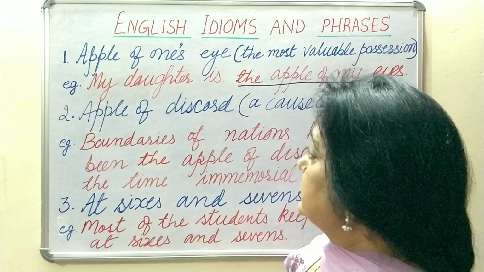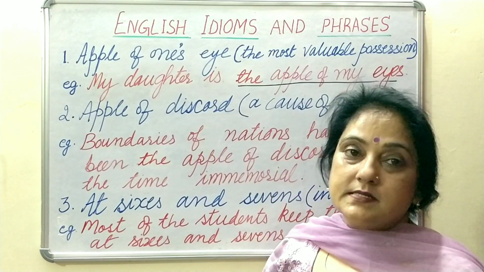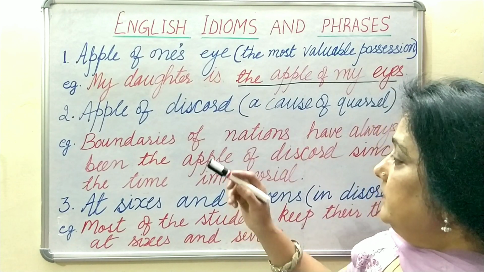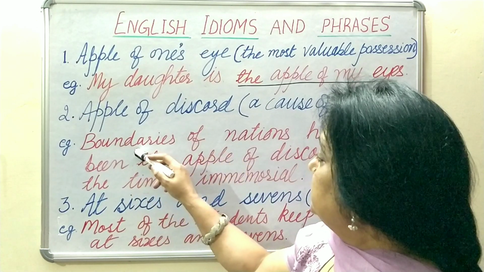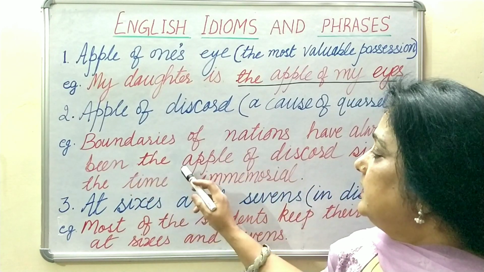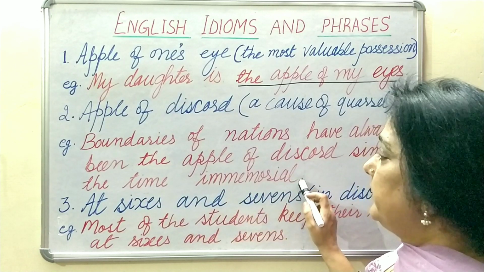Now, second is apple of discord. Apple of discord means a cause of quarrel. For example, boundaries of nations have always been the apple of discord since time immemorial.